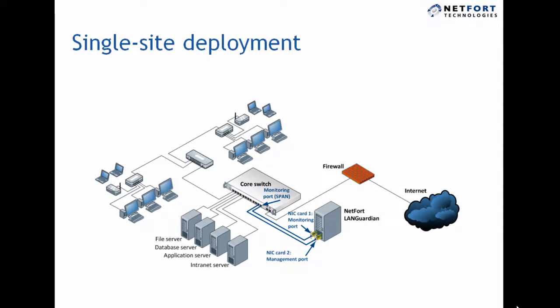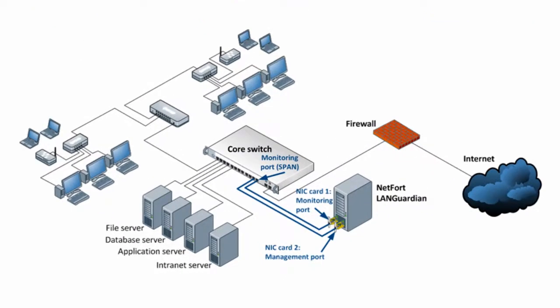If you do allocate something like that, then it can be installed like this into your network. So on this network we've got a single core switch with servers connected directly to the core. We've got a firewall here, default gateway out onto the internet. And we've installed our software here onto a server. Got two network cards, one is used for a span port and one is used for the management port.